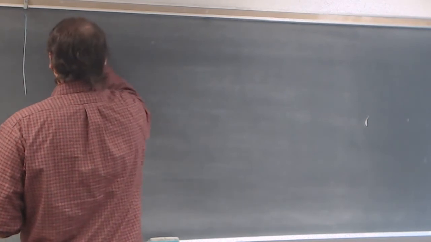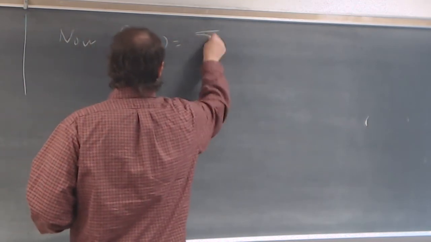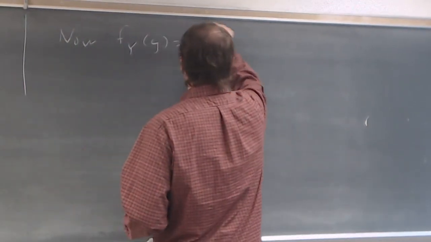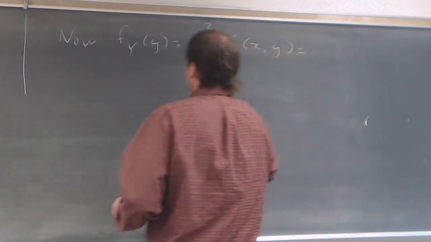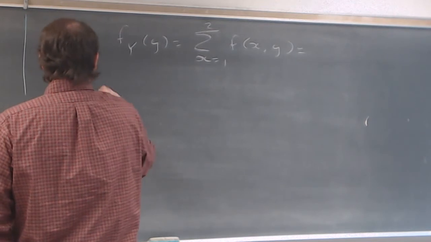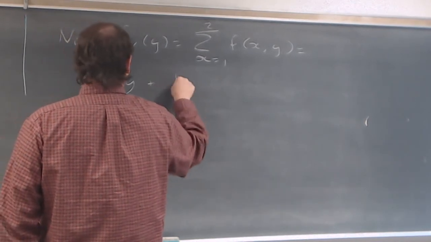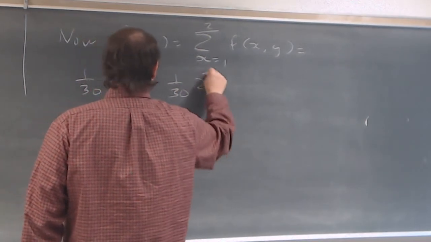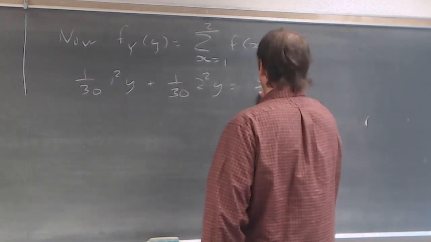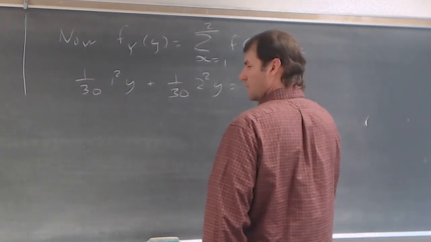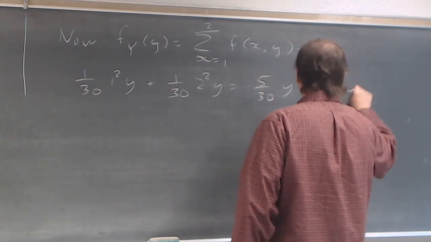Now, the PMF with respect to y is going to be equal to the sum over all the x values, so x runs from 1 to 2, of f of x comma y, which will be equal to 1 over 30 times 1 squared y plus 1 over 30 times 2 squared y, which is going to be equal to 5 over 30 y, which we can rewrite as just 1/6 y.